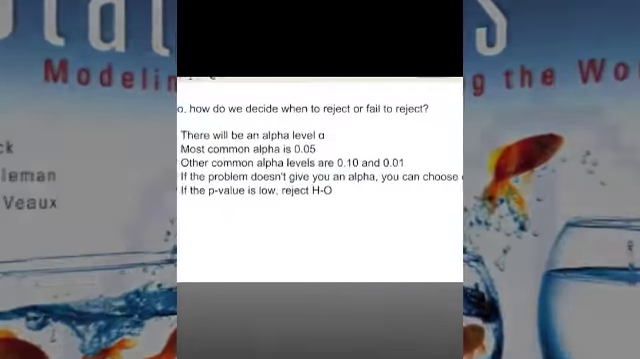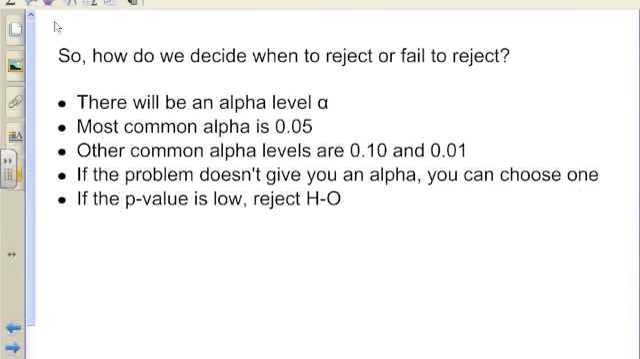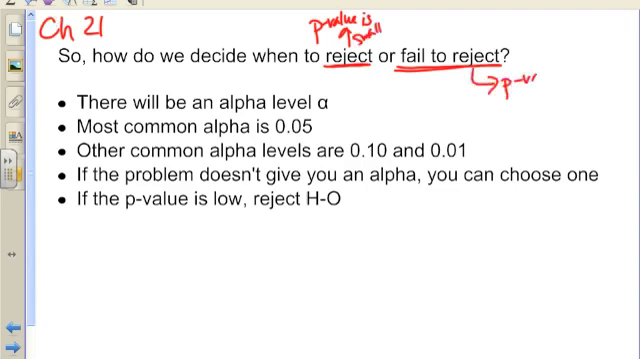All right, so we're moving on to chapter 21. However, it's really a continuation of hypothesis testing and the things we were talking about in chapter 20. So I wanted to mention something about rejecting and failing to reject, because you saw me do both. We reject when our p-value is small. We fail to reject when the p-value is large.